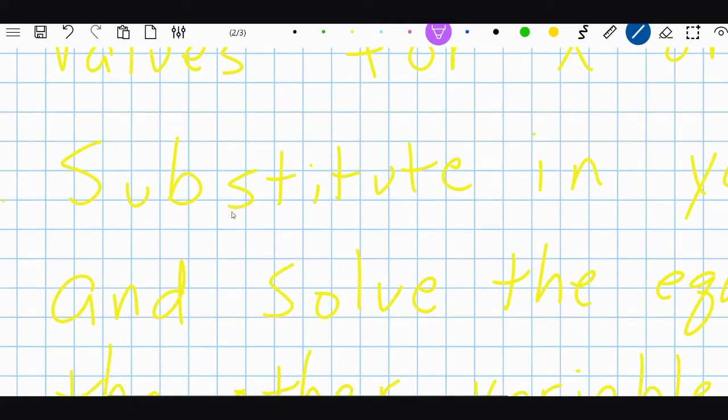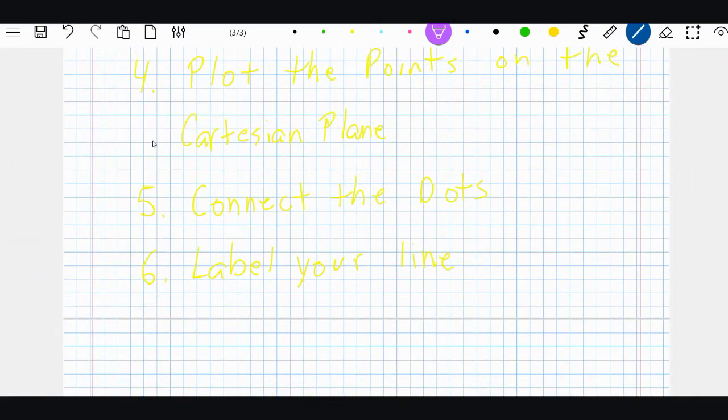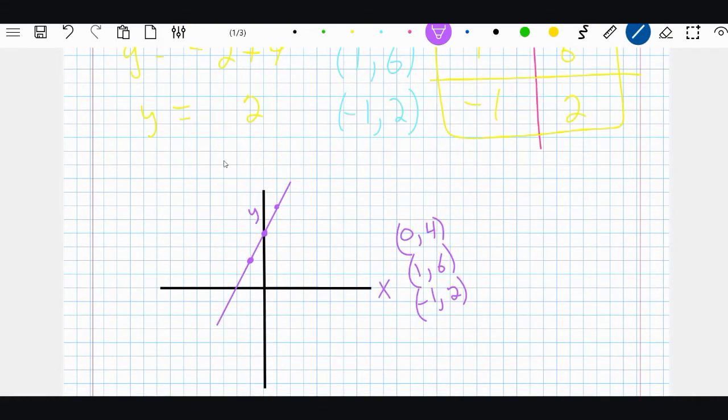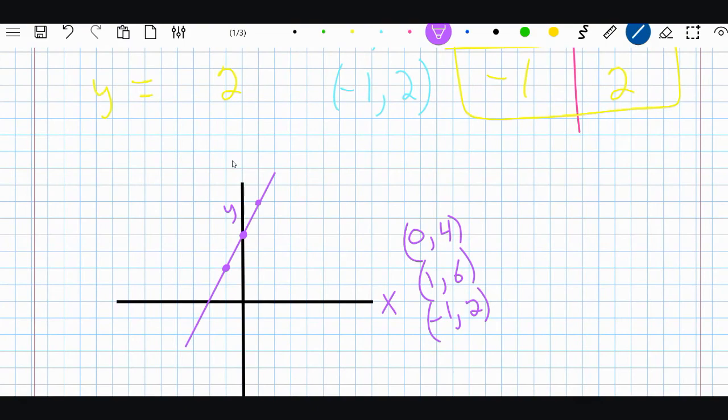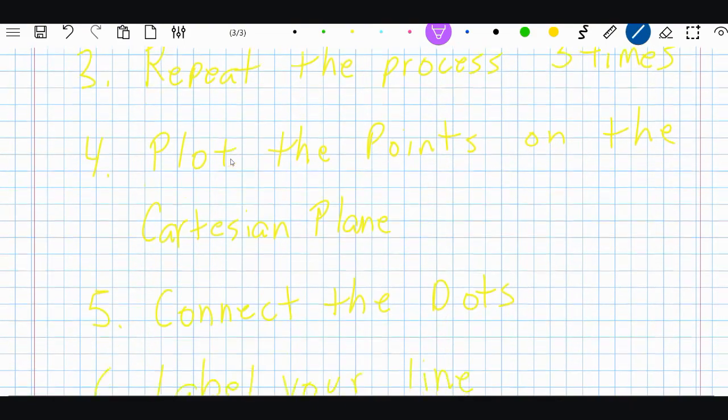So if we go back down here and we look at this, we will say our last one says, it's a little bit hard to see, but we connect the dots. And that's what we did. We took our line, okay, our purple line, and we connected the dots. And that gives us a line. That's what we're supposed to get.